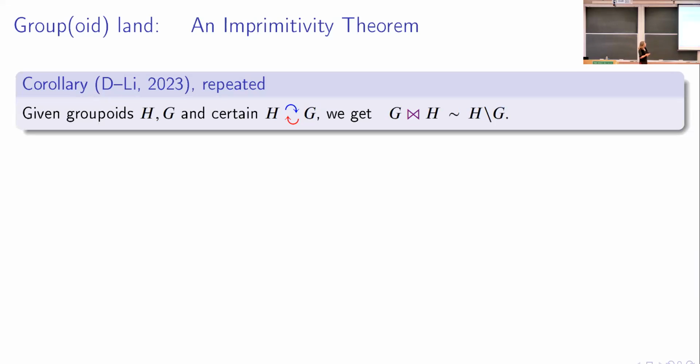Okay, so one more time, this is just what I just mentioned. If you have 2 groupoids that act in a certain way on each other, I get that the Zappa-Szép product of these 2 groupoids is Morita equivalent to the quotient.